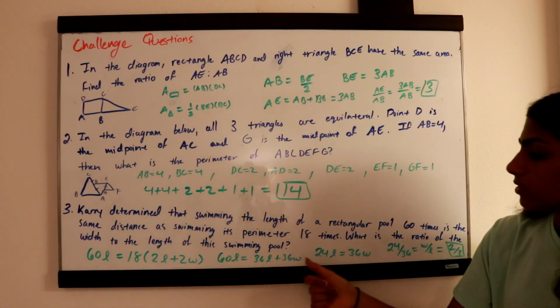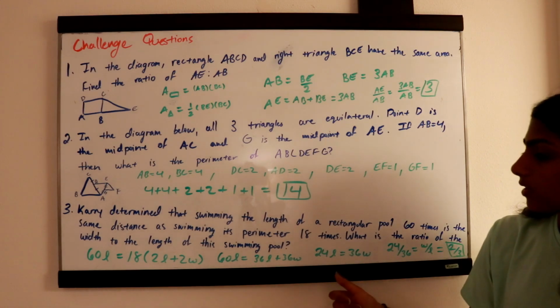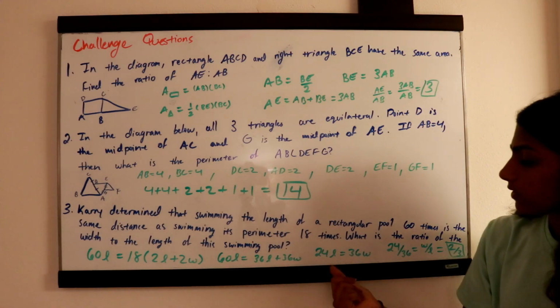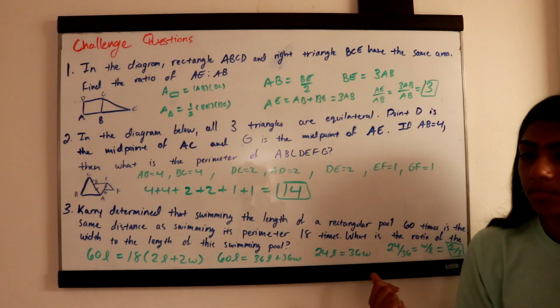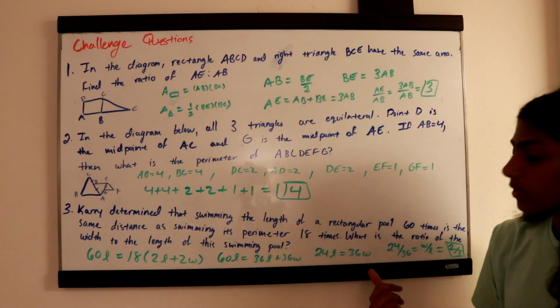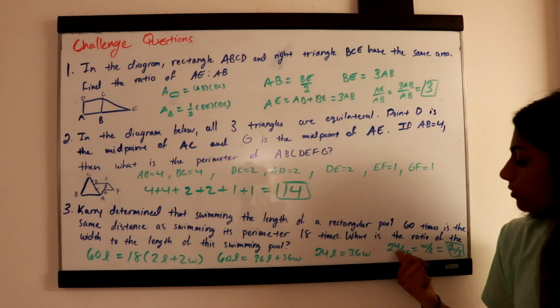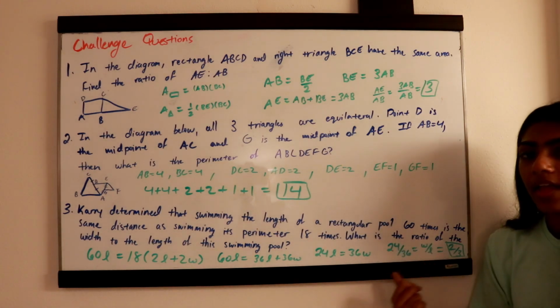Then we're going to do some math, move this 36L over here to do 60L minus 36L to give us 24L is equal to 36W. Next, we're going to put 24 over 36 and put W over L. So 24 over 36 equals W over L, and to simplify that, we get 2/3, and that's our answer.